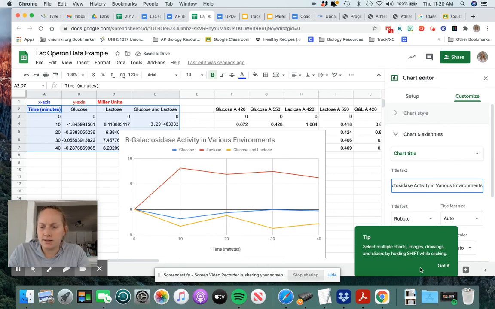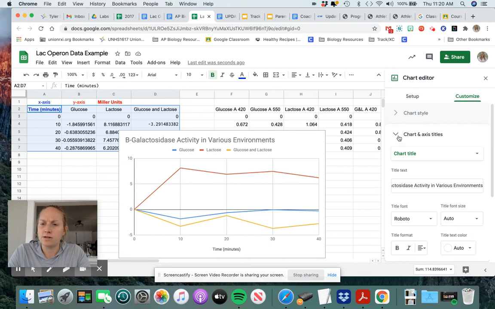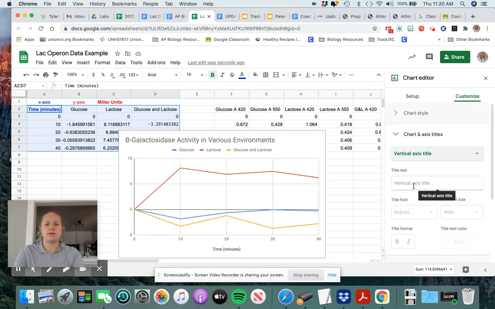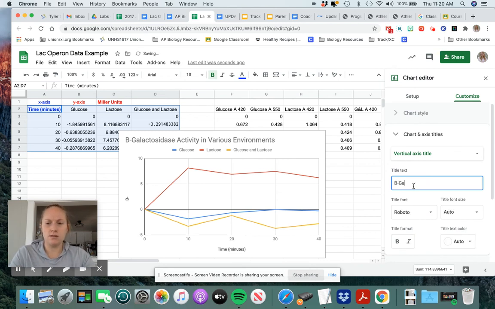You will need a y-axis title. Don't forget to do that. This was the chart title; if you want to change your y-axis title, it's your vertical axis title. So make sure you highlight that this is in Miller units, okay? So this is beta-galactosidase activity. Spelled that wrong. Activity. And then put Miller units, because that's what our unit is for this. Okay, so now you've labeled your y-axis.